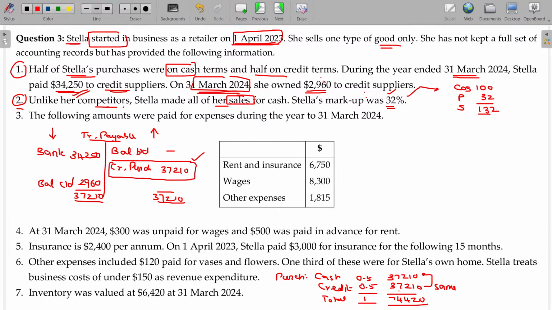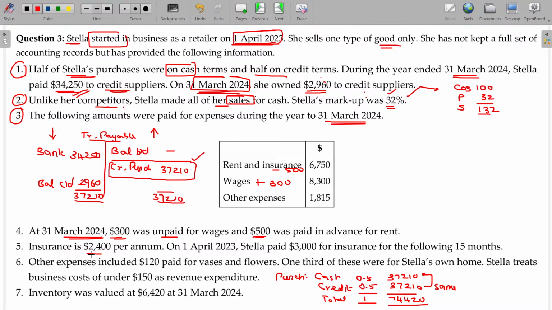Now, we'll move on to the third one. The following amounts were paid for expenses during the year to 31st March 2024. These are the three expenses paid: rent and insurance, wages and other expenses. At 31st March 2024, 300 was unpaid for wages. So wages are unpaid, so we have to add this. And 500 paid in advance for rent. In case of rent, you have to subtract. Here you have to subtract 500 rupees.